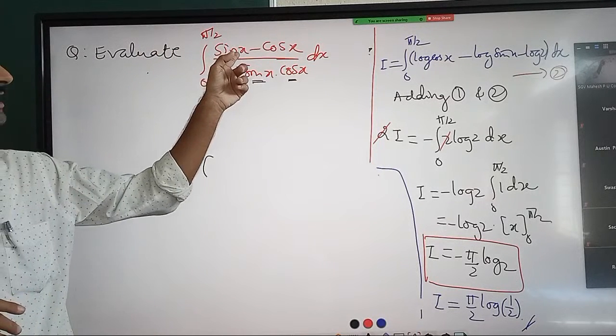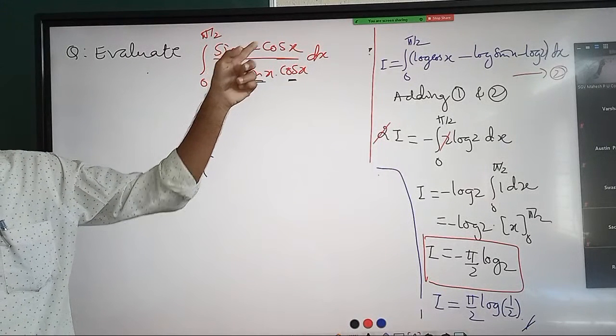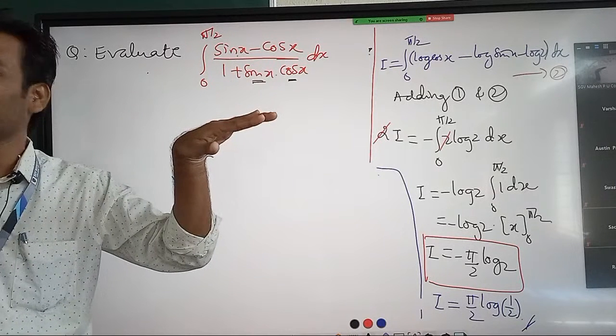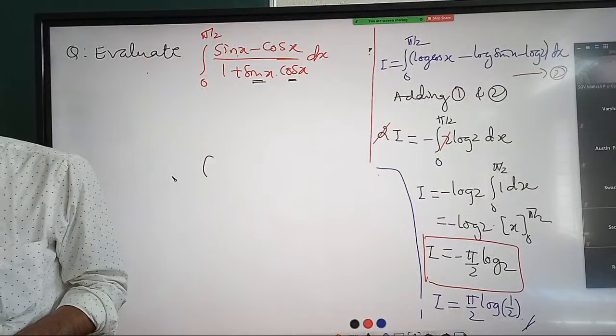Numerator sine, here it is plus. But in the property, when you take the next step, minus. Here it is minus, there it is plus. Both cancel. Numerator becomes completely 0. So then the total answer becomes 0.